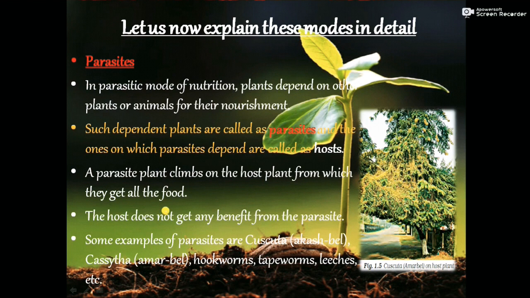In this type of nutrition, two organisms are involved. One organism called host and other organism called parasite. The organism that depends on the other organism is called parasite. The one on which parasite depend is called host. The parasite are benefited from the host. The host is harmed, and sometimes parasite may make their host completely devoid of nutrition.